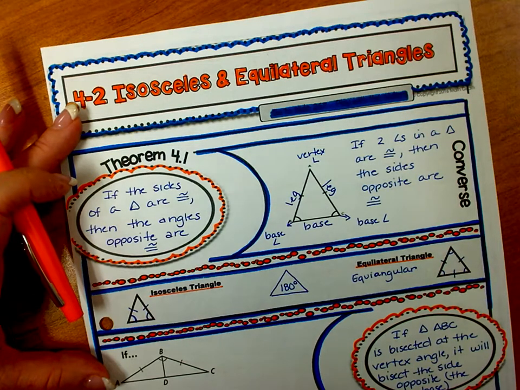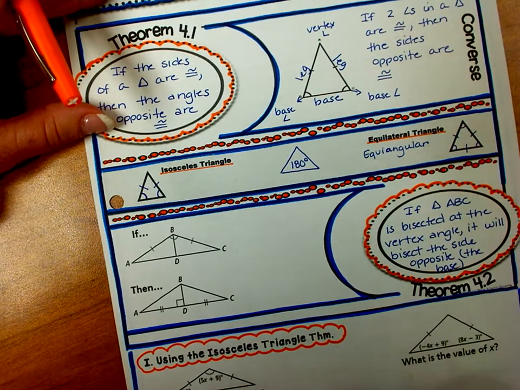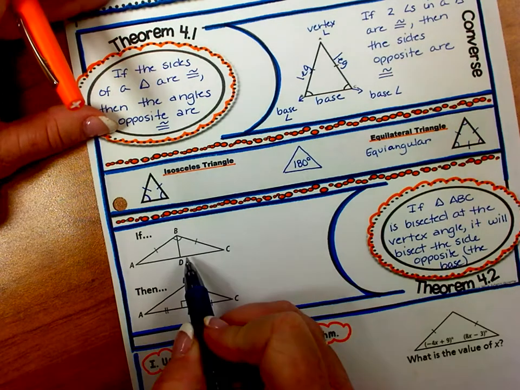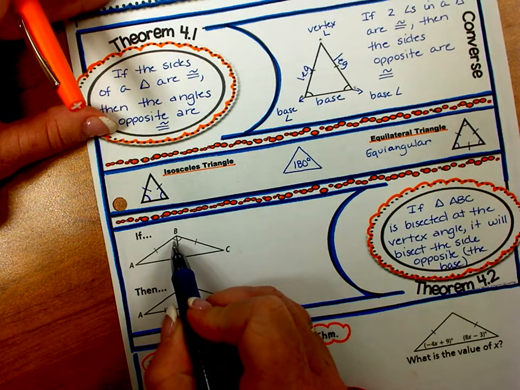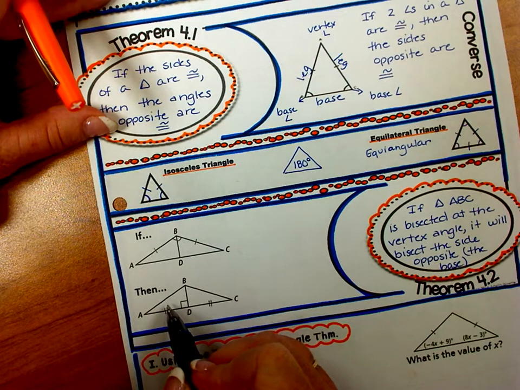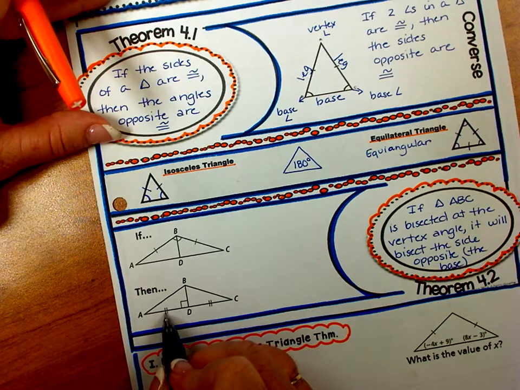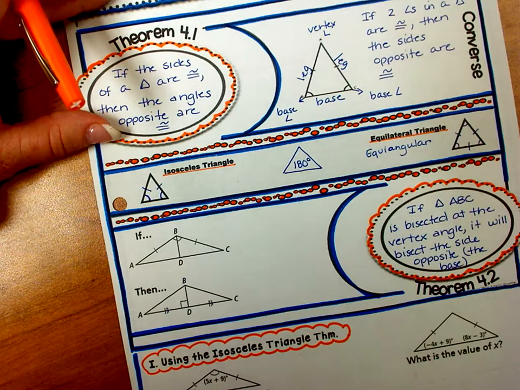The next theorem, Theorem 4.2, says if triangle ABC is bisected, that means cut in half, at the vertex angle, the side opposite, the base, will be bisected. So right here, here's our vertex angle. And if it's bisected, which it's marked that it's bisected, then we end up with the base cut in half. And so this base is marked as two congruent parts.